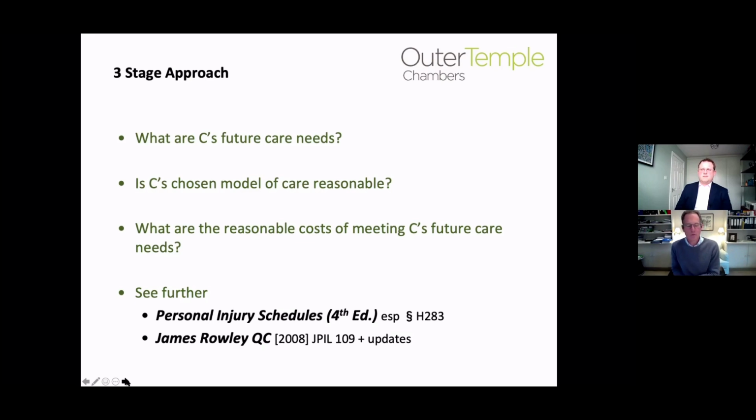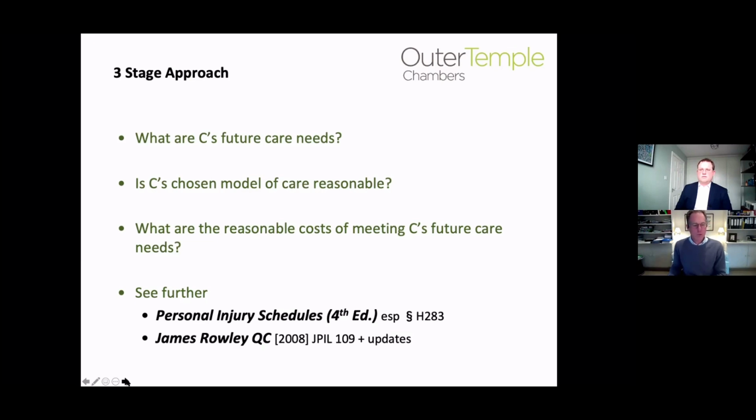particularly where, as quite often happens, you've got a dispute about the type of care regime, for example, agency care versus directly employed carers, or even sometimes private care at home versus residential. And then thirdly, once the model of care has been established, the reasonable model of care, what are the reasonable costs of meeting the claimant's future care needs? And then one is considering the amount of hours required, hourly rates and so forth, with particular reference, of course, to the care experts' evidence.